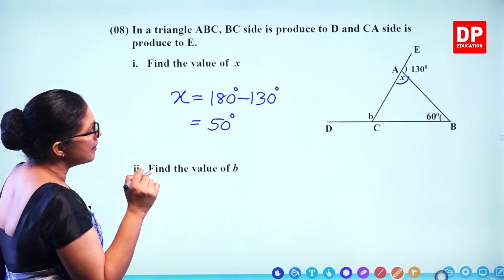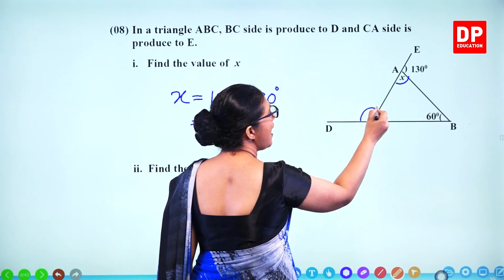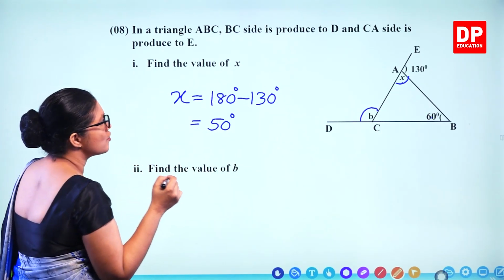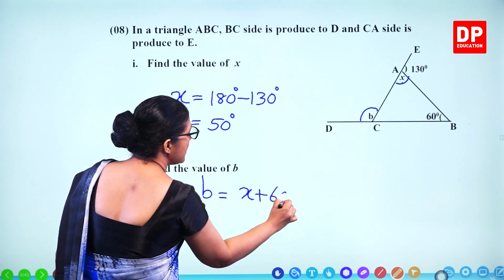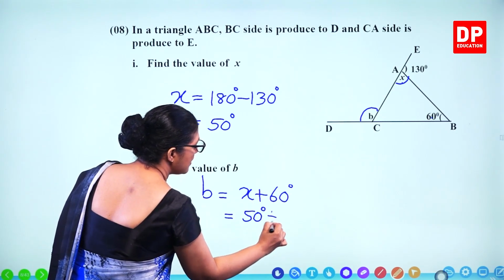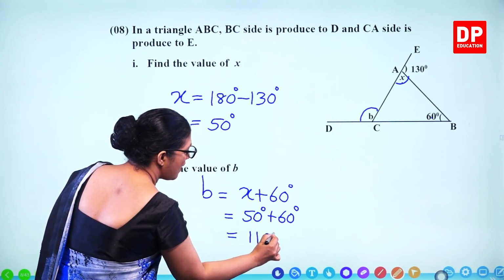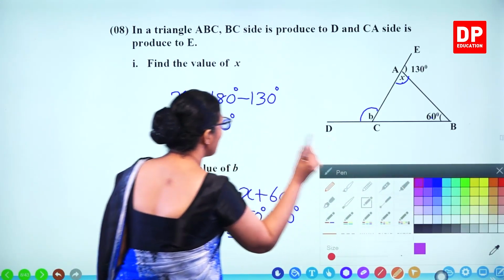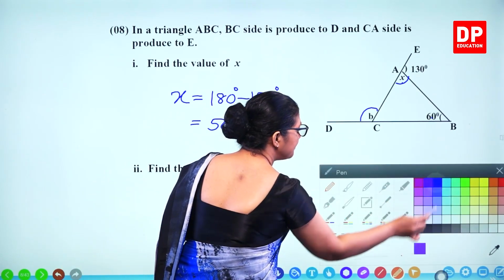Find the value of B. How do you find B? This is the exterior angle to these two interior angles, the opposite interior angles. So the exterior angle adds up to the opposite interior angles, x and 60. X is 50 and this is 60. Altogether you get 110 degrees for the B value. So 2 marks, 1 mark for finding x, 1 mark for finding B.